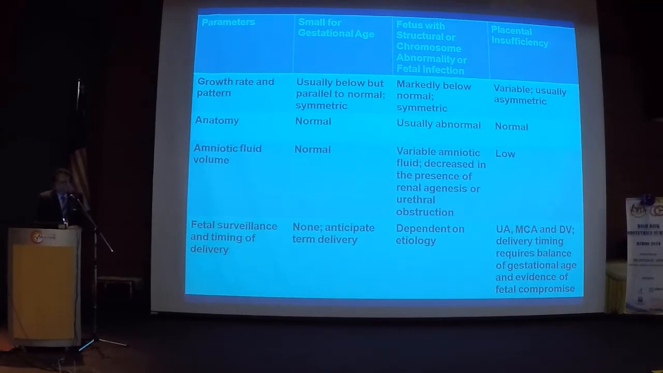If it's placental insufficiency, this is the one which we commonly see, about 60 to 70% of the time. The babies are small, the anatomy is still normal, but the liquor volume is significantly reduced. You must always remember that's one of the first things which we pick up, and the surveillance is usually done with Dopplers: umbilical artery Doppler, middle cerebral artery Doppler, and sometimes a ductus venosus. The timing of delivery will depend on whether there's any evidence of fetal compromise.